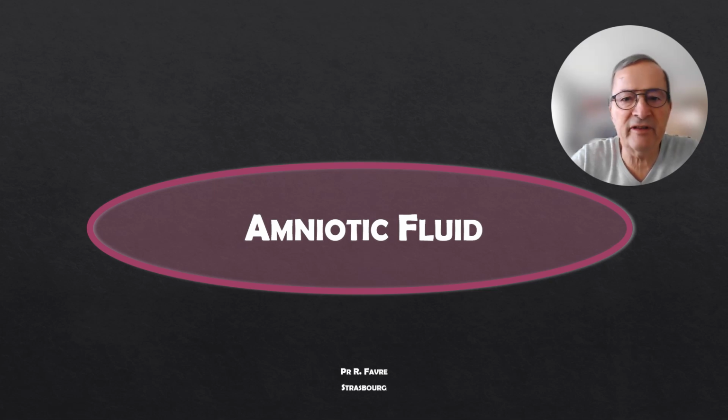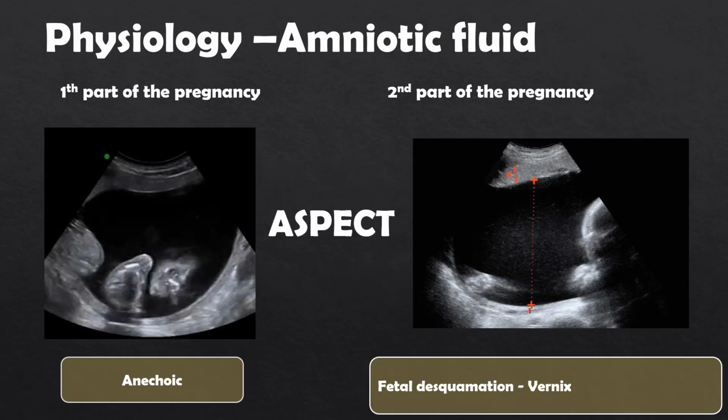The purpose of this brief presentation is to address the technique for the evaluation of the amniotic fluid, the localization of the placenta, and the measurement of the cervix. The appearance of the amniotic fluid evolves during pregnancy. During the first part, the fluid is completely anechoic, and gradually during the second part of the pregnancy a fine echogenic content appears, corresponding to debris, desquamation of the fetal skin, and vernix.